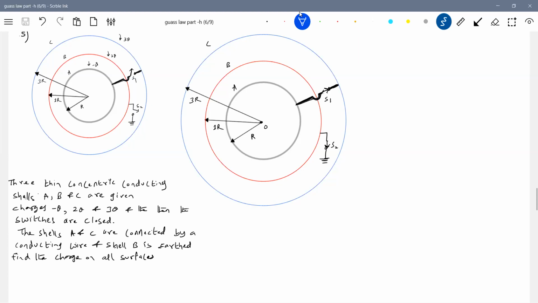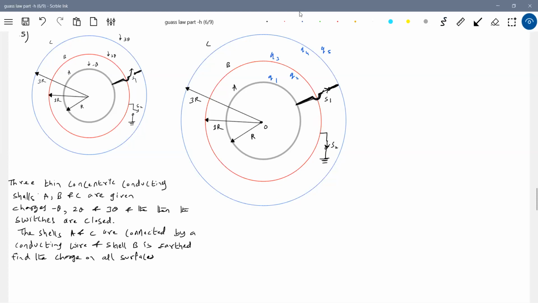First we'll go for it. We don't know the charges. The charges will be like Q1, Q2. I think there's one basic method. A strict condition is what? Charge must be conserved, no? So can we conserve the charge of shell B? No, because it's earthed, it's not possible.